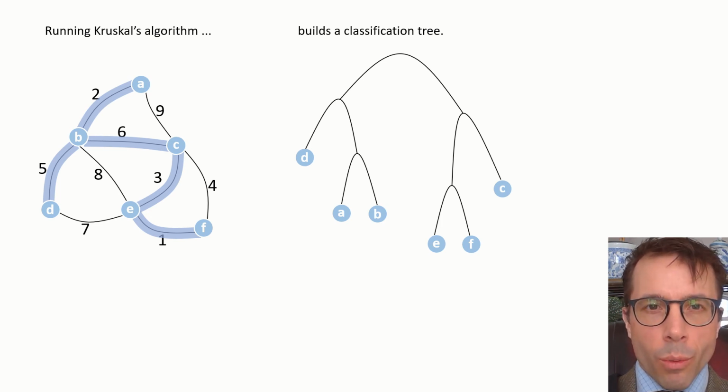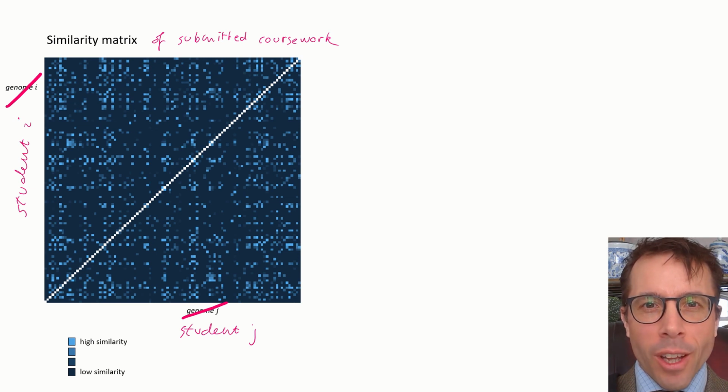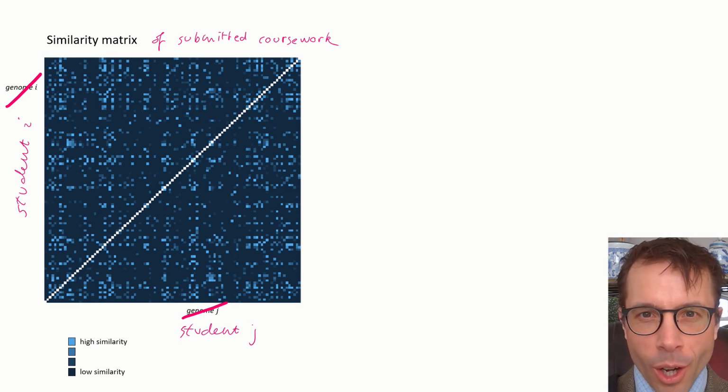Anyway, what can we do with the classification tree? Well, remember the genome similarity matrix we saw at the beginning of the video? I lied. It's not a genome similarity matrix. It's a matrix that measures the similarity of submitted coursework. Any Cambridge students who are watching this video, when you upload your coursework to Moodle, it computes a similarity score between your work and that of all the other students. And the similarity matrix here is for tick 1 for Lent term 2021.